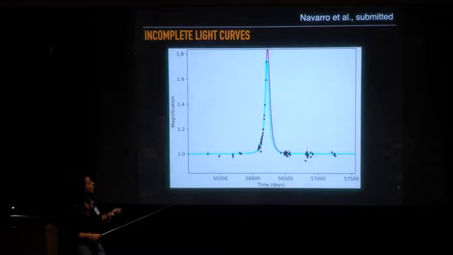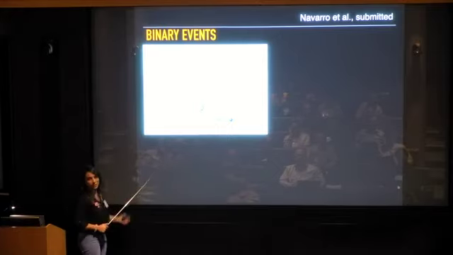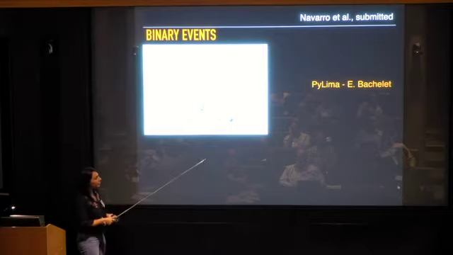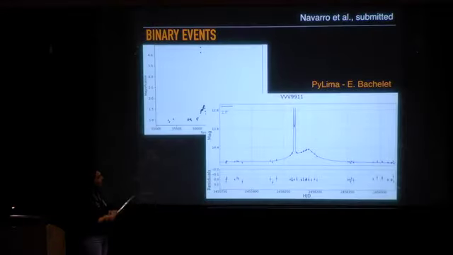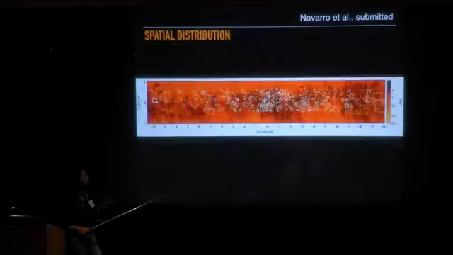So we left them out. And also, we found maybe some binaries, but of course, this is difficult to fit because of the cadence of the BBB again. But Etienne Bachelet with PyLima fitted, for example, this one, and I think it's a very nice fit, but of course, to constrain the parameters is quite difficult.